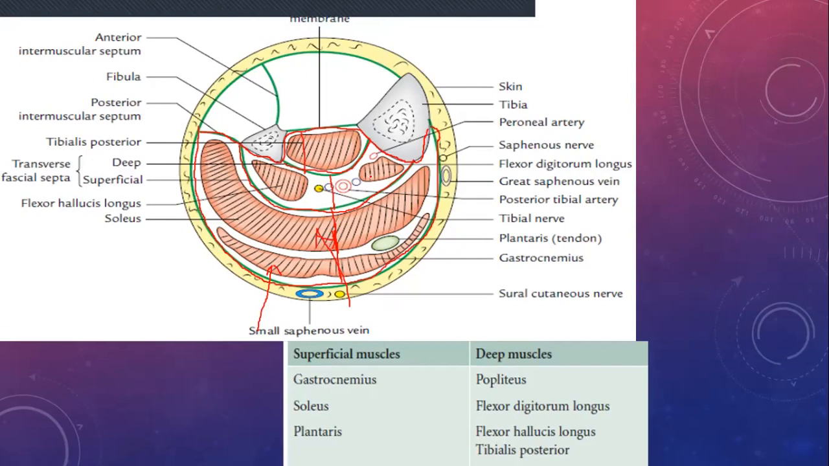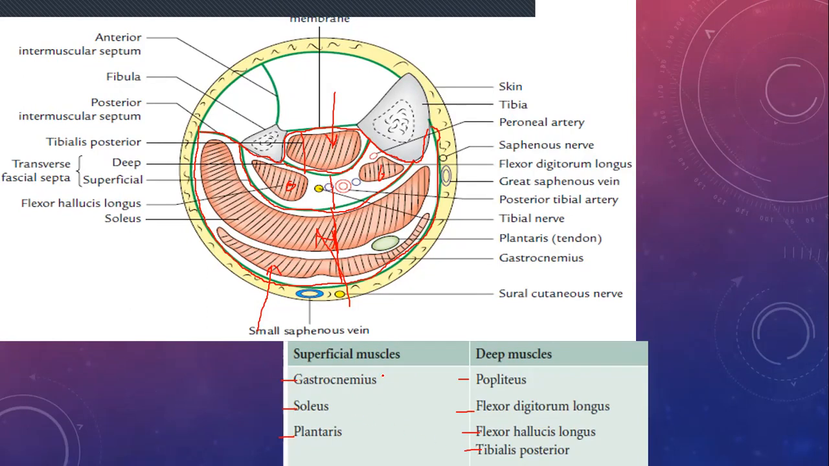Then in the middle one, we will have flexor digitorum longus medially here, then flexor hallucis longus laterally. Then between, we have the posterior tibial neurovasculature. Then in the deep subdivision, we have only the tibialis posterior muscle. Then these muscles are divided into superficial muscles and deep muscles. Now the superficial muscles are the gastrocnemius, soleus, and plantaris. The deep muscles are popliteus, flexor digitorum longus, flexor hallucis longus, and your tibialis posterior.